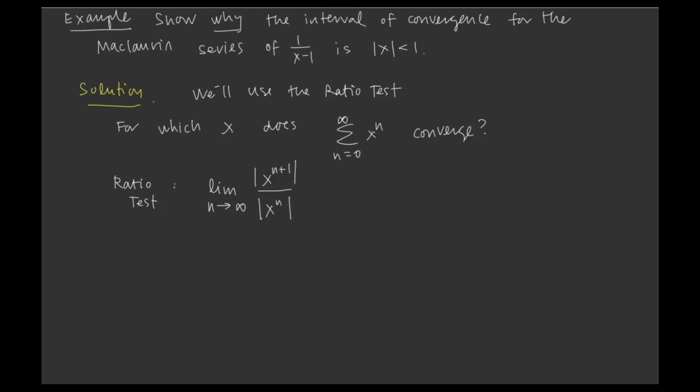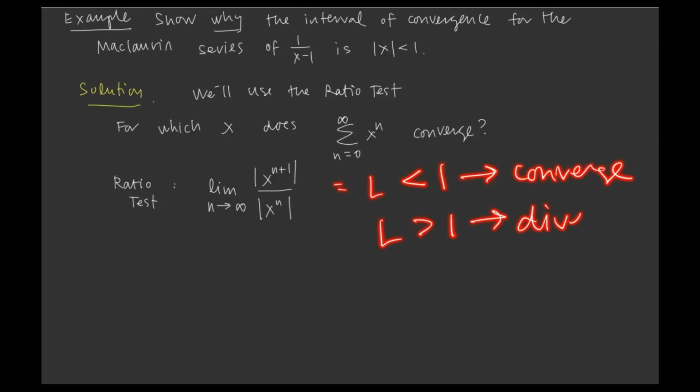You remember the ratio test: if the limit is less than 1, then it's going to converge. If the limit is greater than 1, then it diverges. And if the limit equals 1, the test is inconclusive.